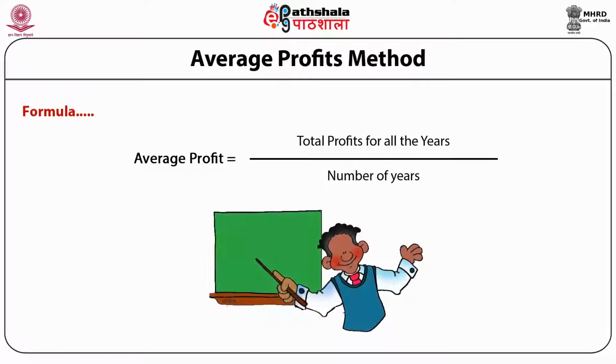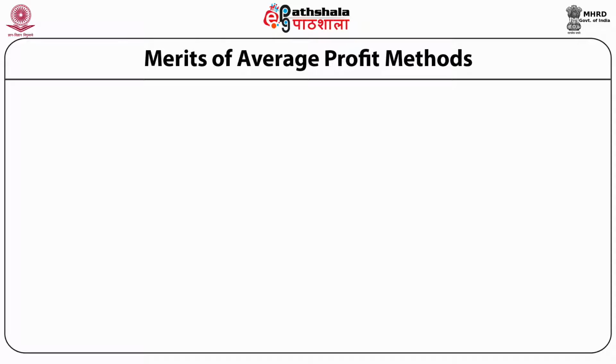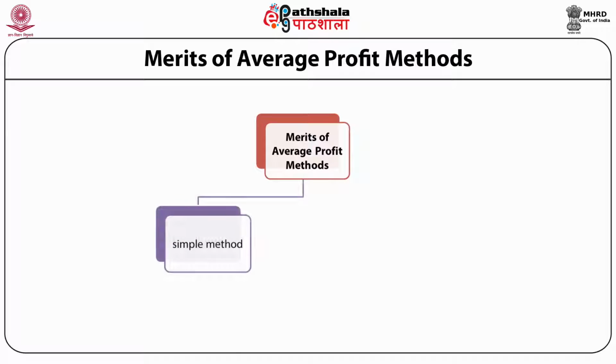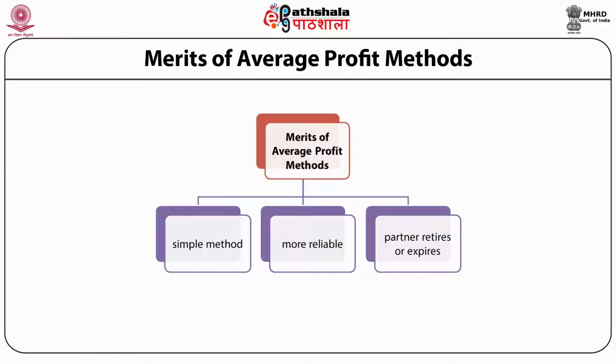In the present slide, the formula of average profit is given. It is calculated by dividing total profit for all years by number of years. Now, what are the different merits of average profit method? This method is simple. It is easy to calculate goodwill under this method. Further, it is a more reliable method, and it is very much suitable in case a partner retires or expires. These are the merits of average profit method, and these are given in this figure: that this method is simple, reliable and suitable in cases when a partner retires or expires.